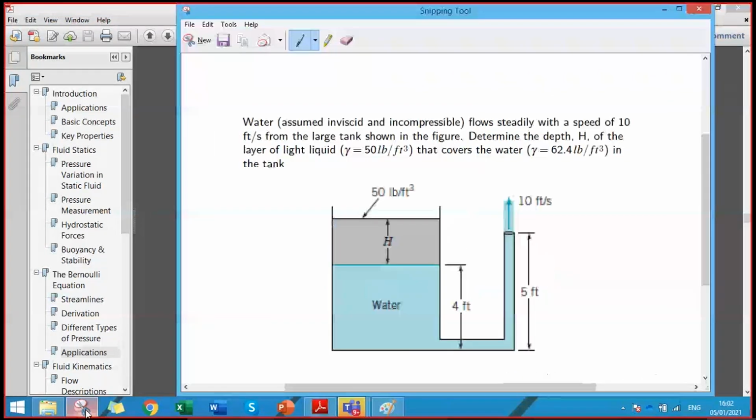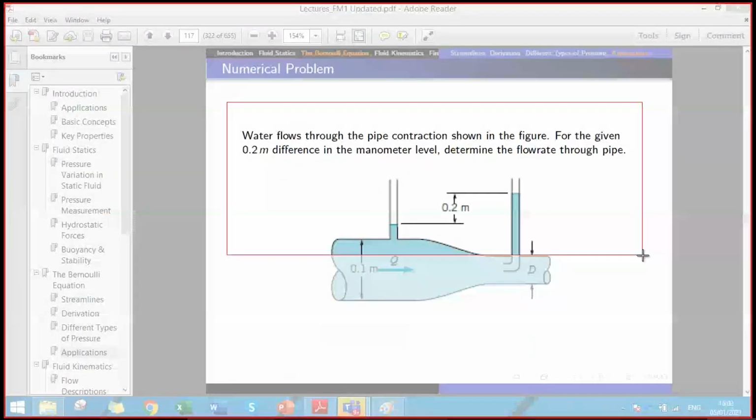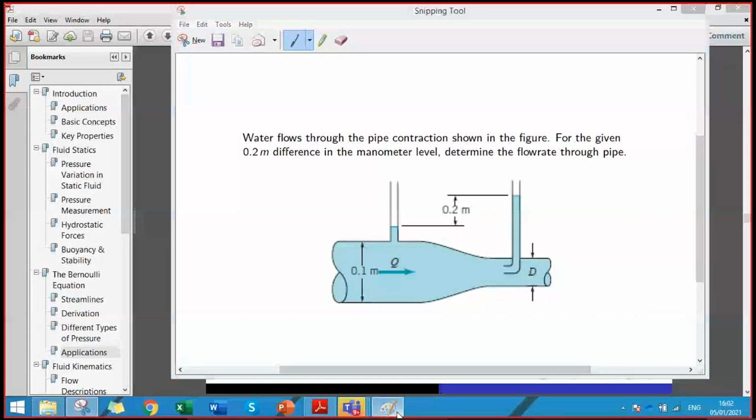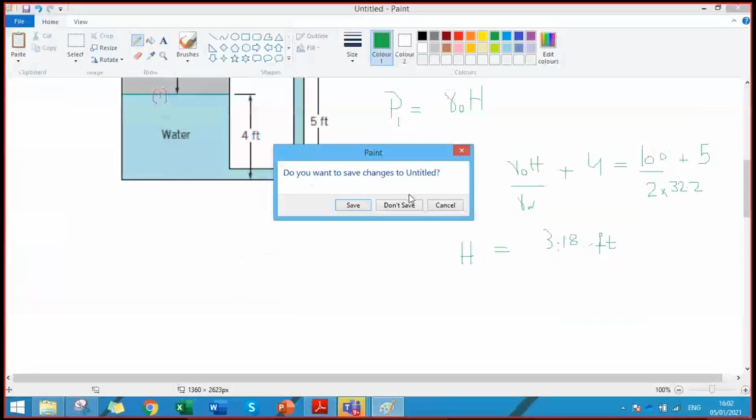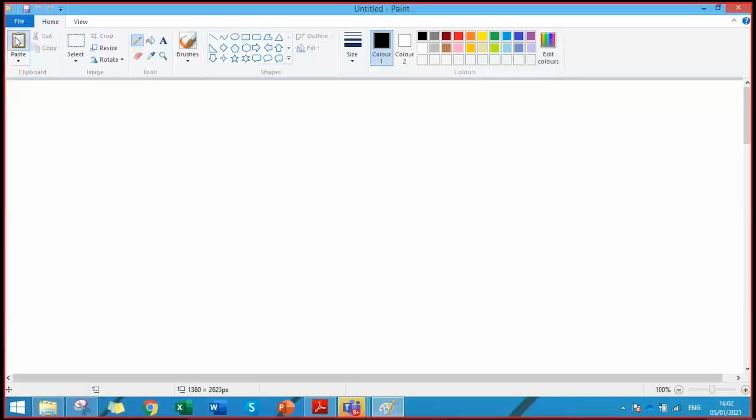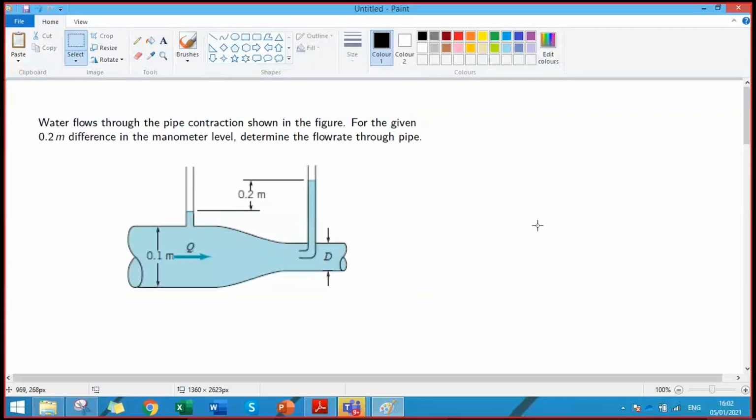We're going to solve different problems so we can develop a good comprehension of the Bernoulli equation and its application, and how to apply it in different flow situations. So in the next problem, we have water flowing through a pipe contraction as shown in the figure, and there are two tubes installed at this pipe. One is a static tube installed at the pipe having larger diameter, and then there is another pitot tube fitted in the small diameter section, and the difference in the reading of the two tubes is 0.2 meters. You are required to determine the flow rate Q.